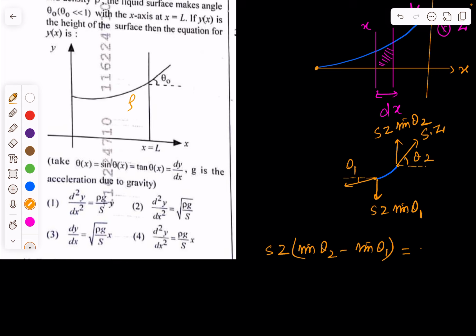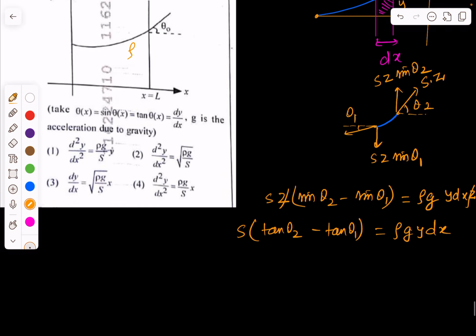Now the weight of the liquid will be rho g times the volume. Now the volume is what? The volume is, if this height is y here, the volume will be y into dx and into z. Z is into the plane of the paper. And z gets cancelled on both sides. Also, since theta is small, we can write sine theta 2 as tan theta 2, minus sine theta 1 we can write as tan theta 1. Angle is small, and that is equal to rho g y into dx.